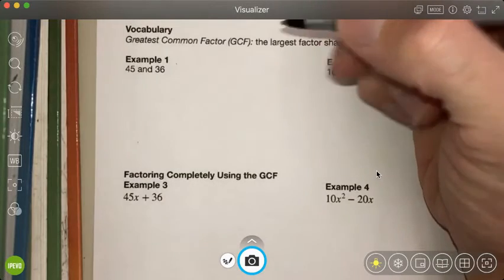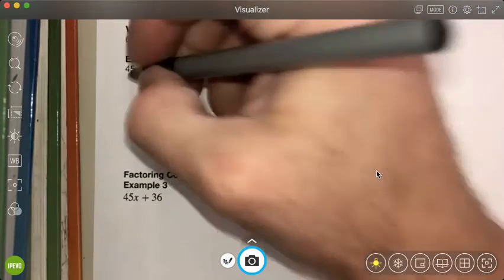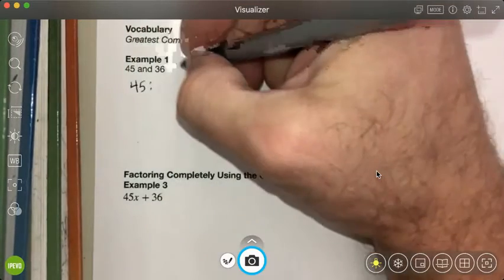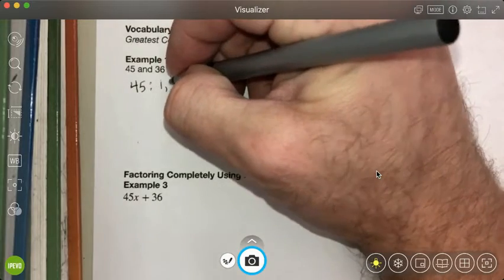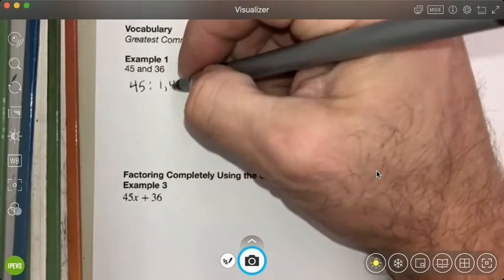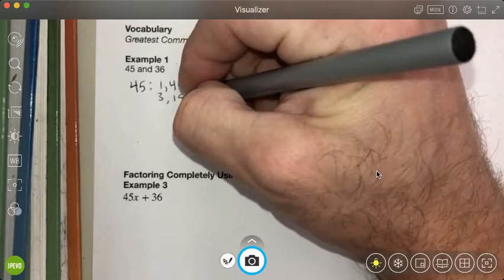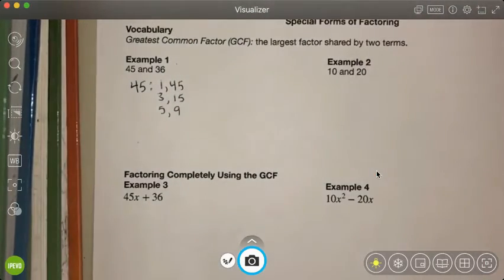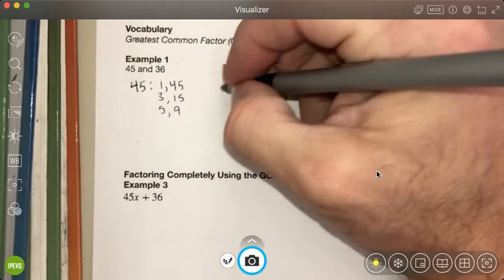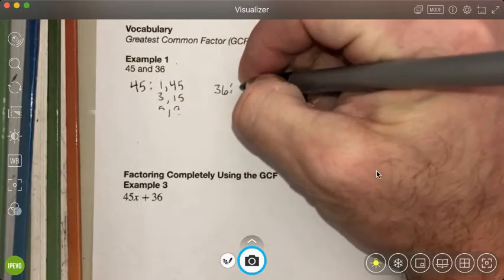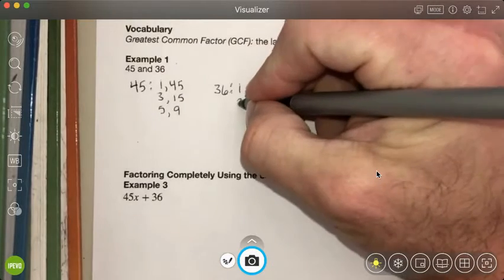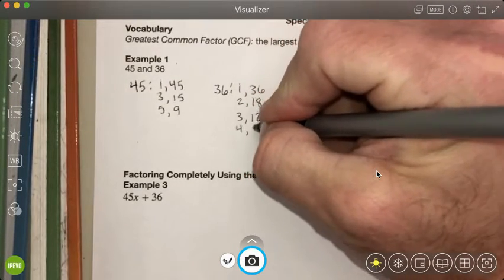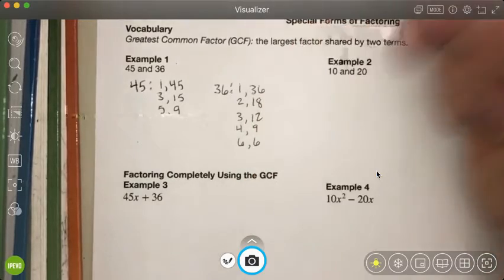All I'm going to do is list the factors of each one. If I've got 45, I've got 1 and 45. I know 3 times 15 is 45, and 5 times 9 is 45. If I take a look at 36, I've got 1 and 36, 2 and 18, 3 and 12, 4 and 9, and 6 and 6.